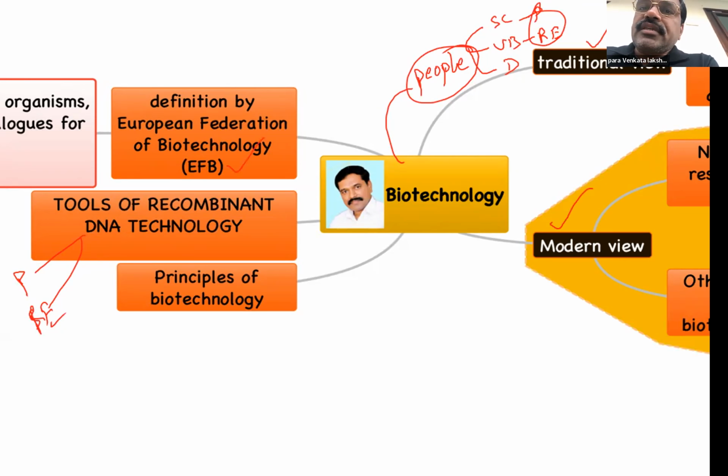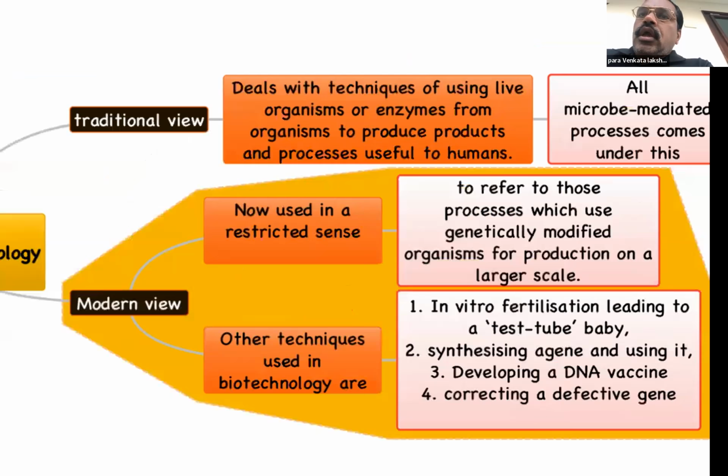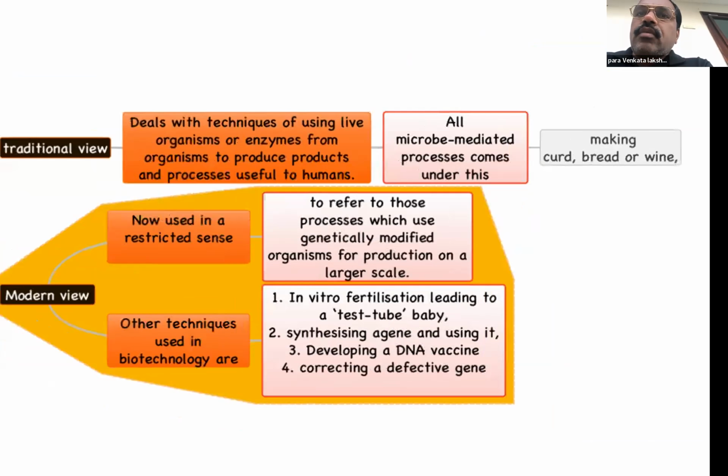Apart from these things, we need to see the specific points under tools of recombinant DNA technology. Then we need to identify the different tools. Then the principles and processes of biotechnology, and then applications of biotechnology. So these are the things related to this. One by one, we will see.